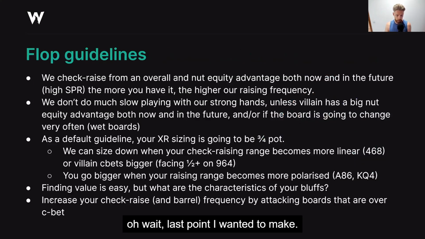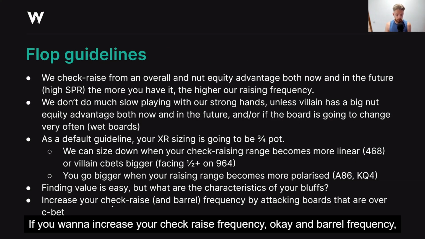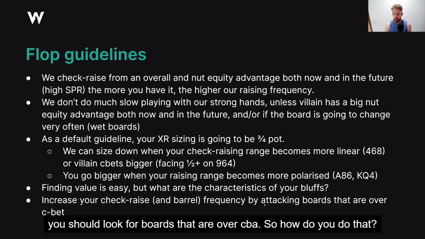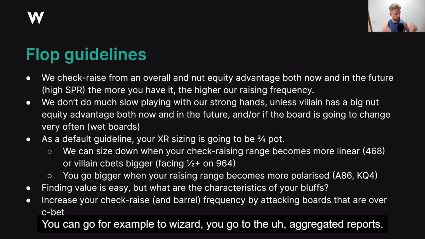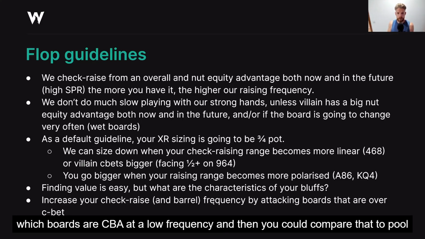Oh, wait. Last point I wanted to make. If you want to increase your check raise frequency and barrel frequency, you should look for boards that are over c-bet. So how do you do that? You can go, for example, to Wizard. You go to the aggregated reports. You look at which boards are c-bet at a low frequency.